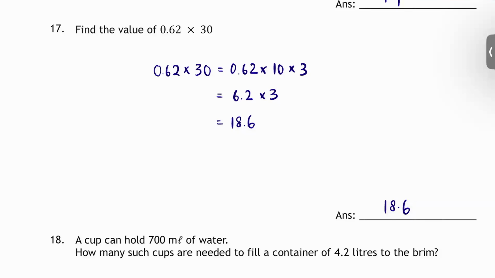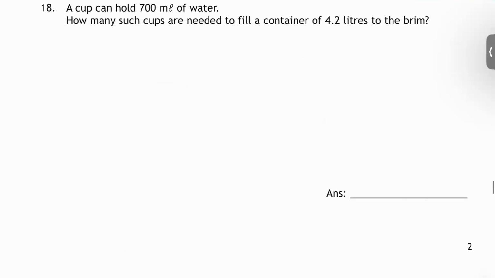Okay? Moving on. A cup can hold 700 milliliters of water. How many such cups are needed to fill a container of 4.2 liters to the brim? So 4.2 liters would be referring to the capacity of the container, and we can convert this to milliliters. So we multiply by 1,000 in order to get 4,200 milliliters. And when we divide this by 700, we'll get our answer.